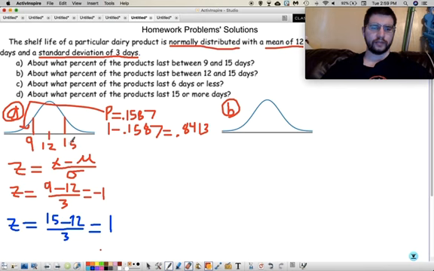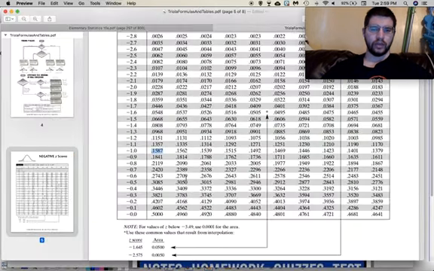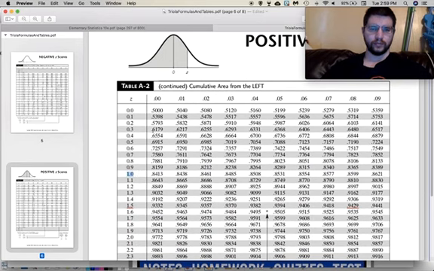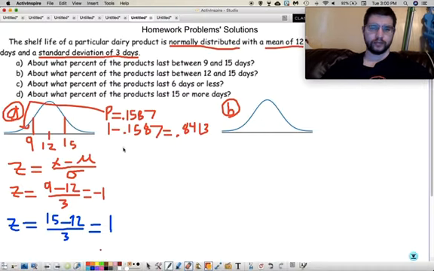For the 15, we're going to look at the positive z-scores, which gives 0.8413. Now if I do 1 minus 0.8413, that's just going to give me this number right here, 0.1587.